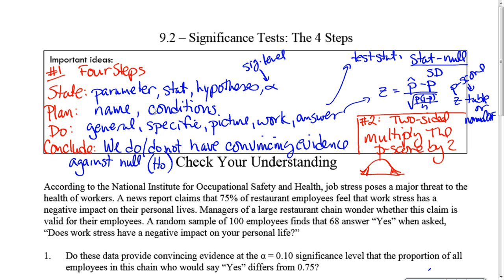Pause when you need to, and then we'll jump into the problem that we didn't get to today.